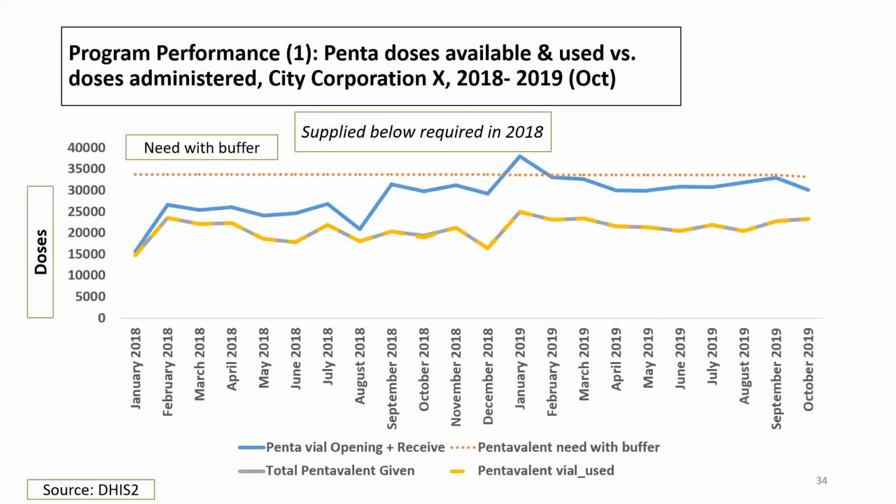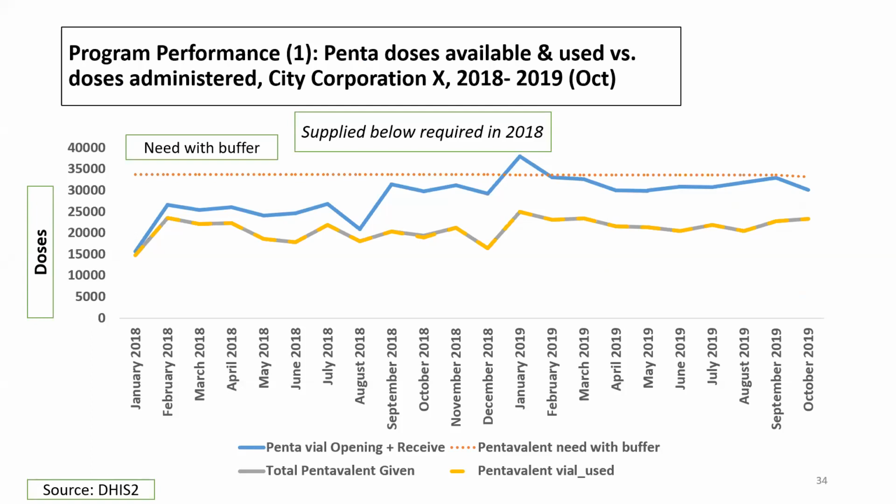Next slide, please. This graph was actually made by a surveillance and immunization medical officer who we met while we were developing the global guidance. He took this training on data triangulation to heart and was able to do some really great analyses on his own in his city corporation. So this graph is showing us program performance in terms of penta doses available and used versus doses administered in a city corporation from 2018 to 2019. Here, this orange dashed line at the top of the figure is showing the need with buffer.